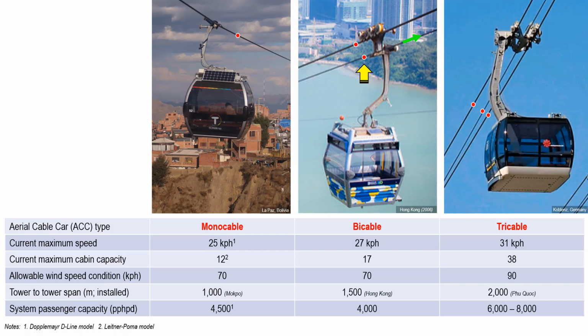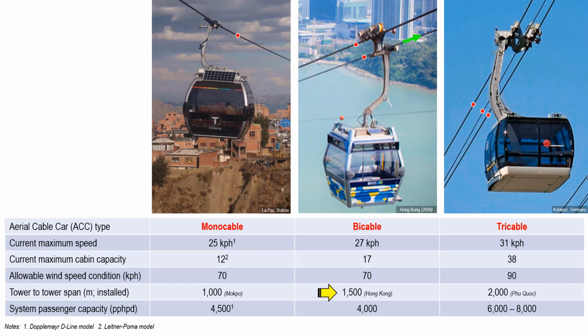For example, current maximum speed of monocables is 25 kph compared to a small increase of 27 kph in bi-cables. The current maximum capacity of monocables is 12 passengers compared to a small increase of 17 passengers in bi-cables. Both have the same allowable wind speed condition. The tower-to-tower span of an installed bi-cable is 500 meters longer than a monocable, but this does not mean that at current technology, this distance cannot be closely achieved by a monocable.